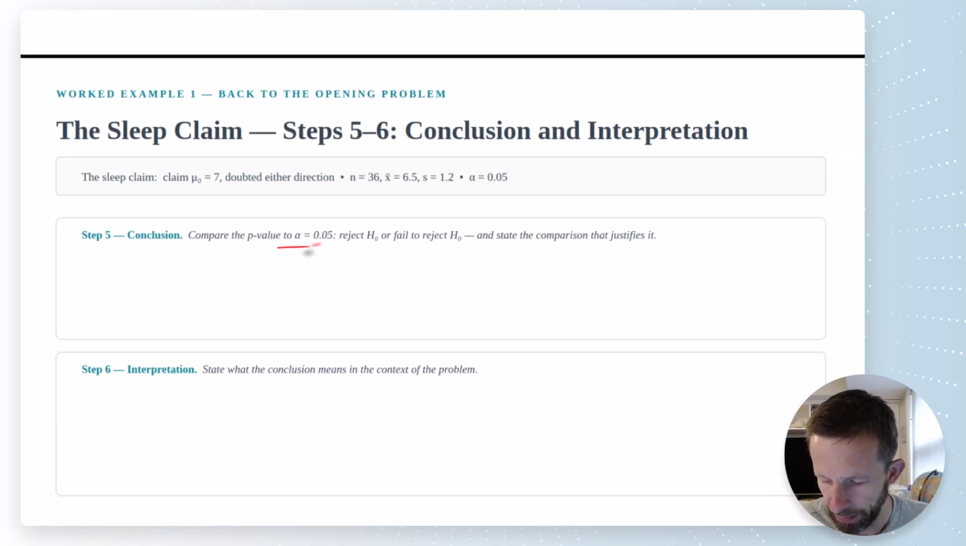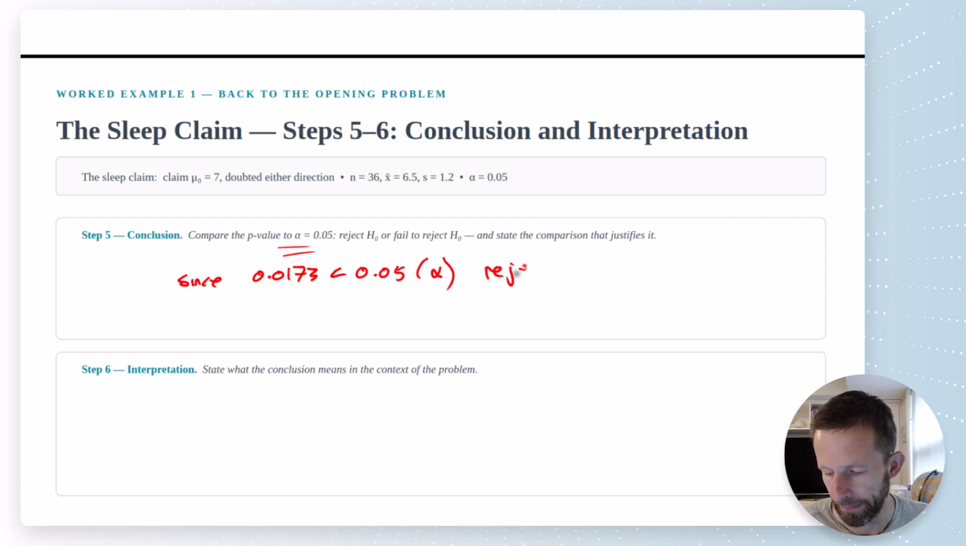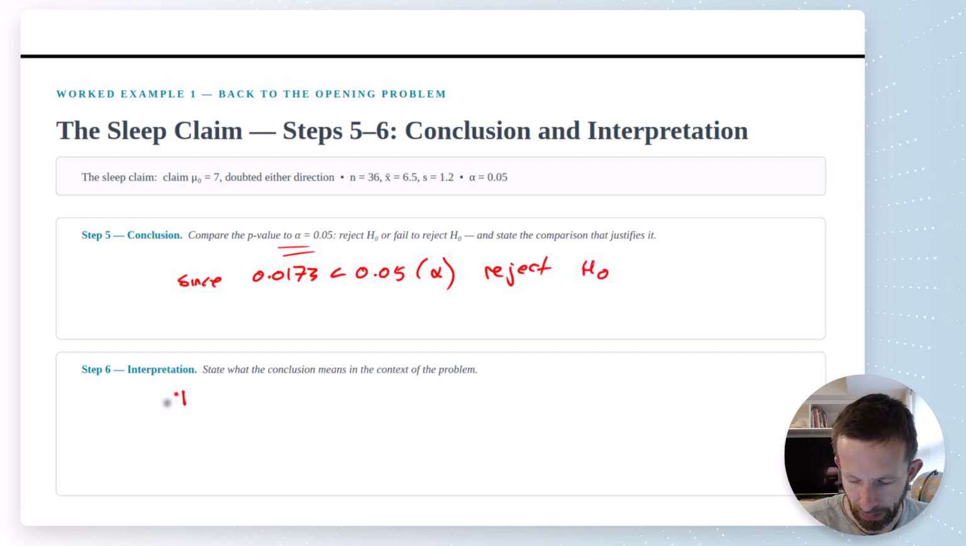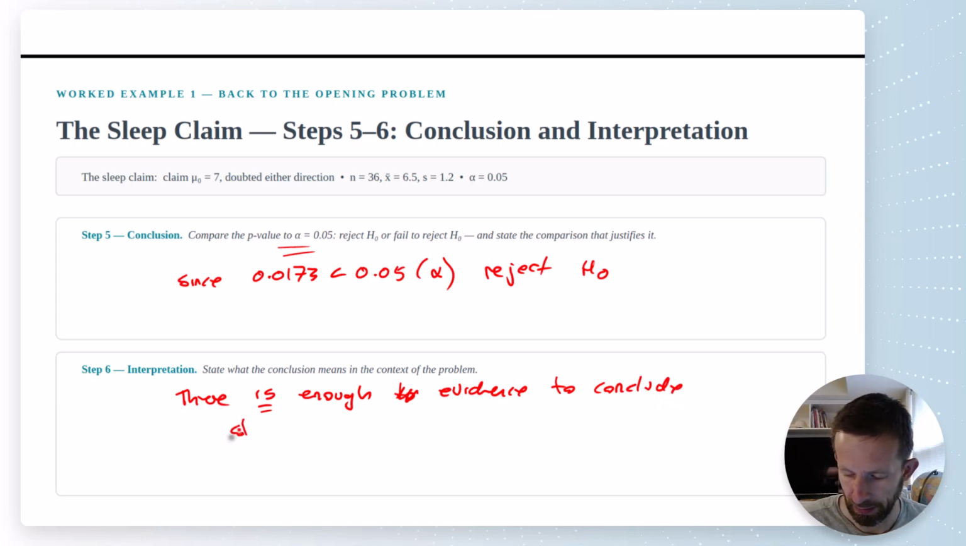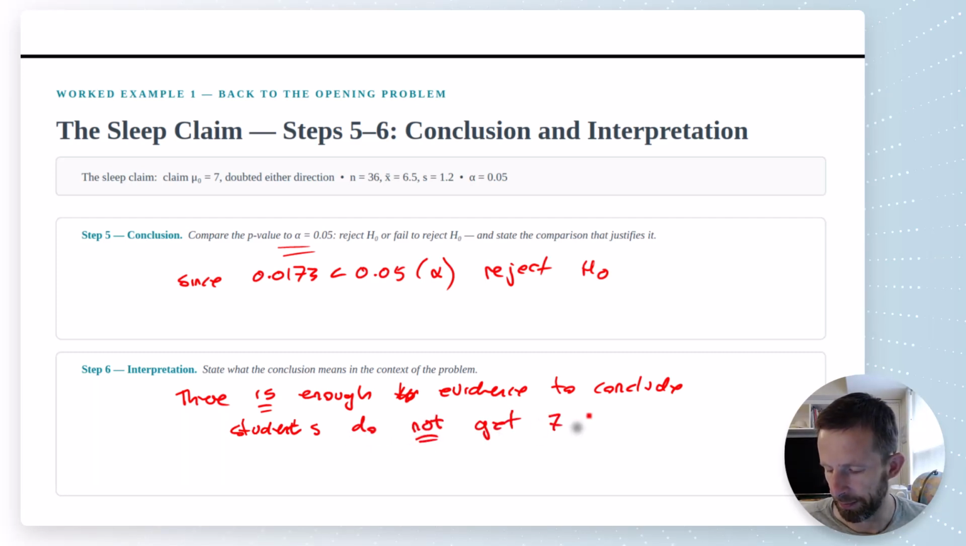Conclusion. Compare the p-value to 0.05. Since 0.0173 is less than 0.05, my alpha, we reject the null hypothesis. So there is enough evidence. Remember, we reject small p-values. To conclude, there's enough evidence to conclude students do not get 7 hours of sleep.